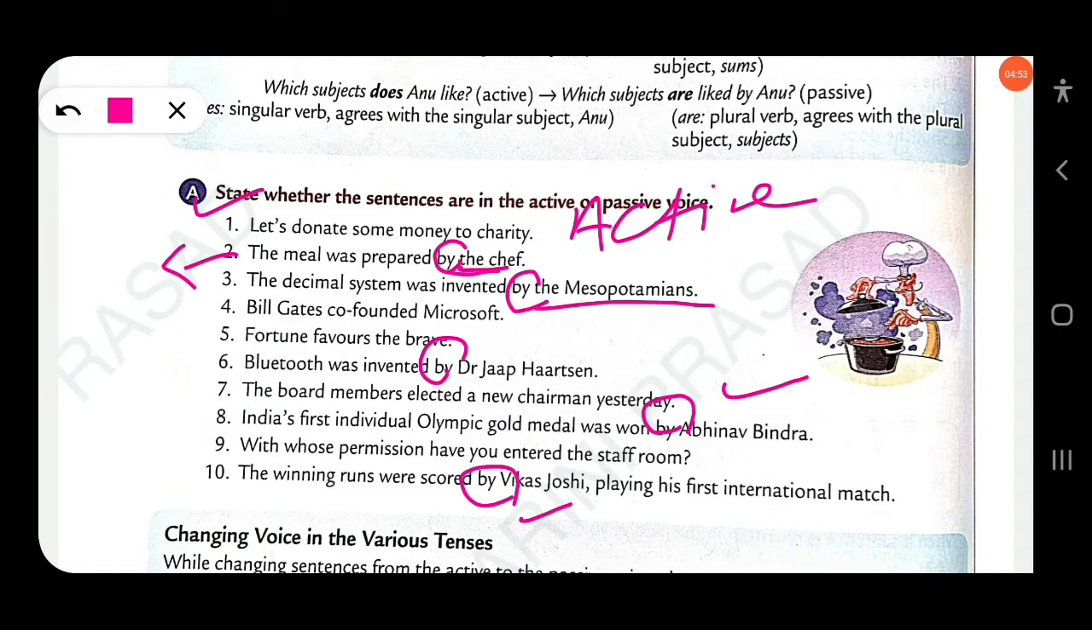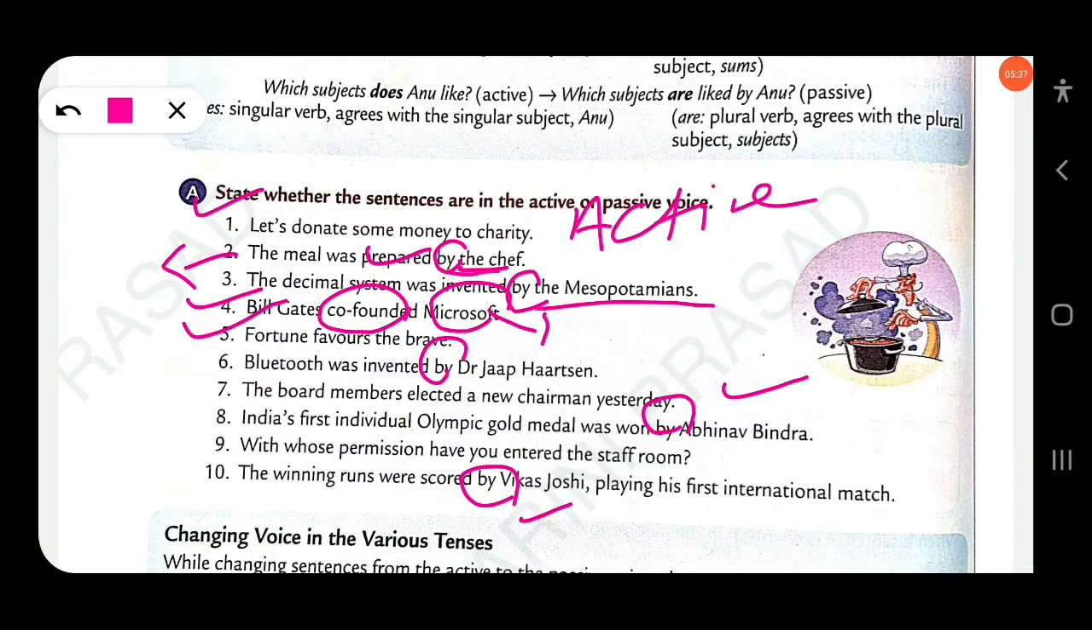Next, Bill Gates co-founded Microsoft. This is active voice, as the subject performs the action, so you can also change it into passive. Microsoft, here the tense is simple past, so you have to use was or were according to the object. Here the object is singular: Microsoft was co-founded by Bill Gates. You have to write by agent. Then next, fortune favors the brave. This is active voice.